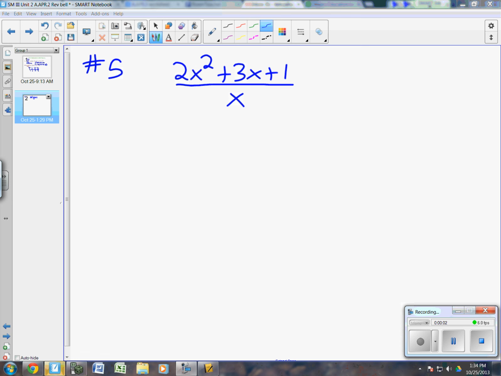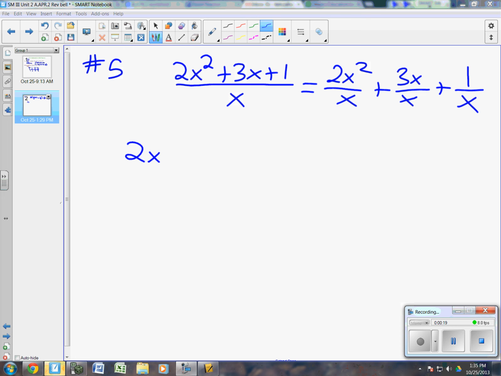So since a is 0, I can rewrite this by going 2x squared divided by x plus 3x divided by x plus 1 divided by x. That's right. 2x plus 3, because in each one of these, this x will cancel with one of them. This x cancels with x, right? And in the last part, we have a remainder of 1, right? Our remainder is actually 1. But when we write it as a polynomial, we'd write it as 1 over x.